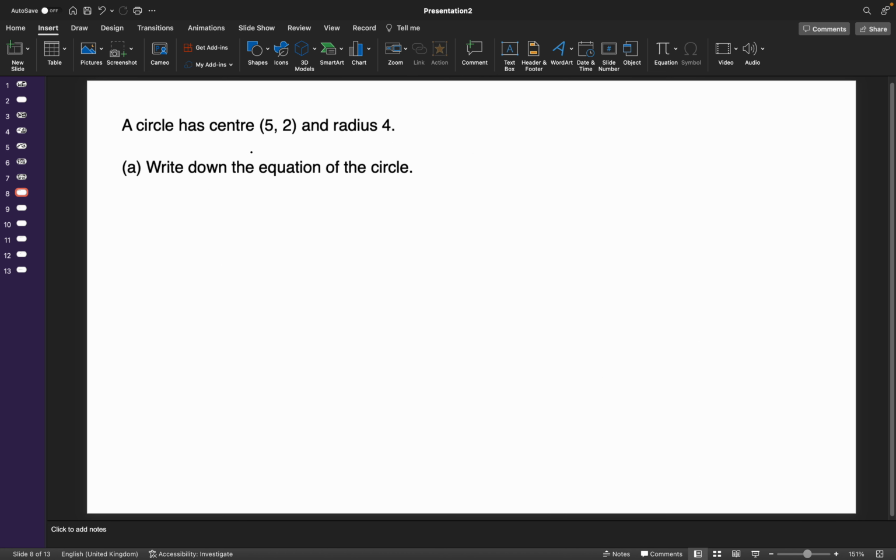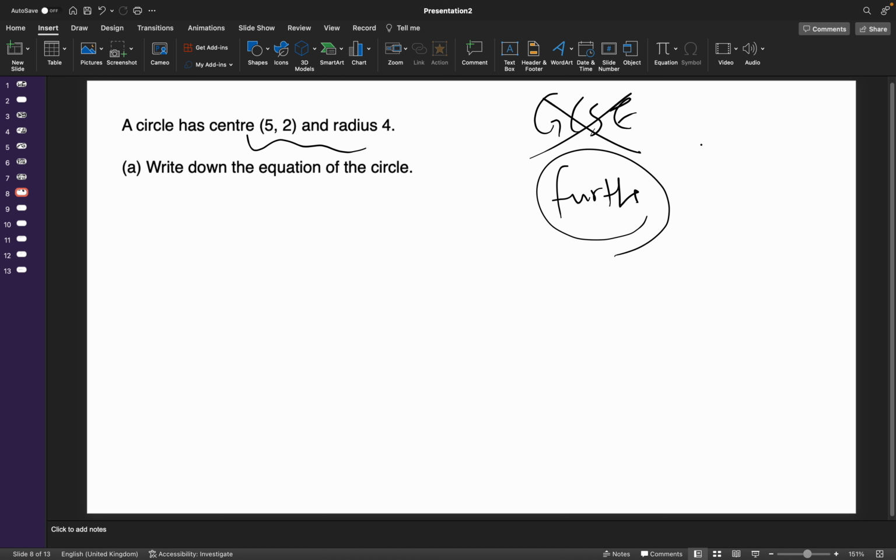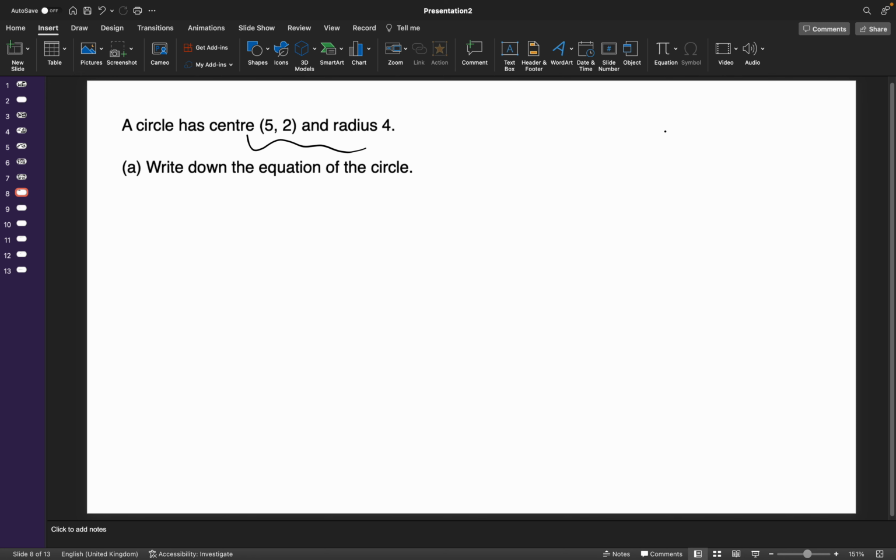Next question. Our circle has center 5, 2 and radius 4. If you're a GCSE student, you don't need to watch this. If you're a further math student, you need to watch this. If you're an IGCSE math, normal math student, you don't need to watch this because circles aren't even in your paper. For normal GCSE, you only have circles with center 0, 0.